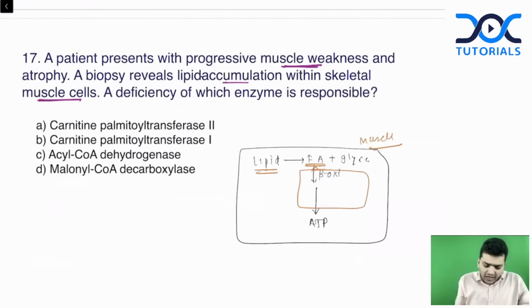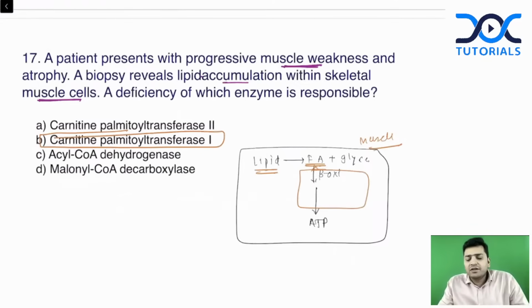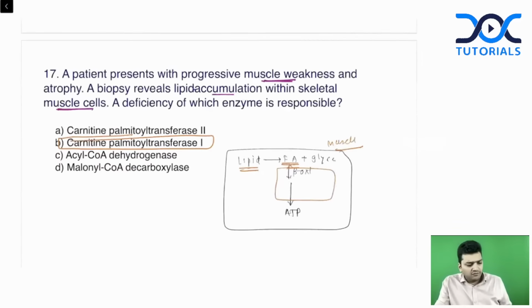Yes, the answer is going to be carnitine palmitoyl transferase 1. There is deficiency of the CPT1 because the most common fatty acid that we are burning is palmitic acid. So it's carnitine palmitoyl transferase 1. Right? Very good.